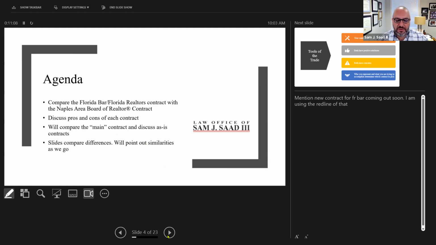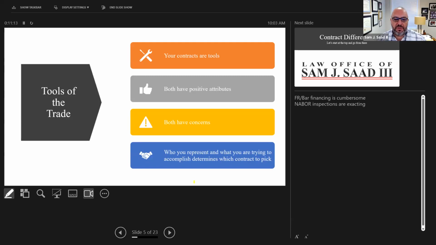Before I dive right into the forms, I do want to point out a couple of things. First of all, the contract is your tool. A carpenter uses a hammer, a lawyer goes to court, a realtor uses a contract as their tool. Both contracts have many positive attributes. Both have some areas of concern. And when I get asked the question a lot, should I use this contract all the time? Should I use that contract for other things? The real answer is it depends.